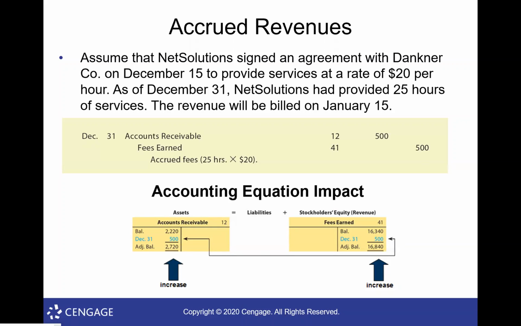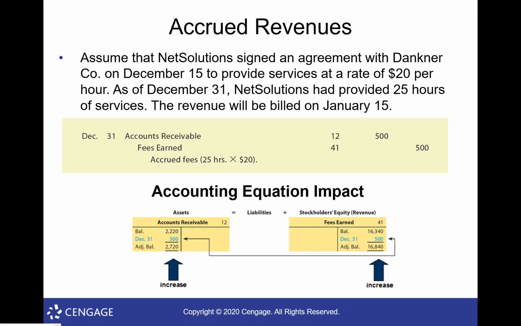Anyway, they signed an agreement with Dankner Company on December 15th to provide services at a rate of $20 per hour. As of December 31st, NetSolutions had provided 25 hours of services. Okay, again, really normal. They're just doing business. They're providing services to these people. They get to the end of the month, they're going to tally up how much they're owed.